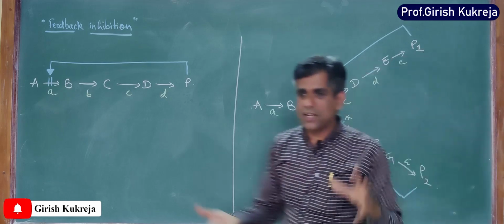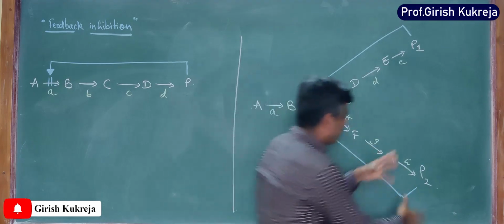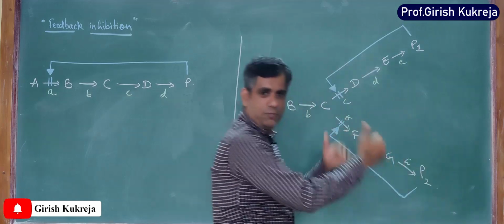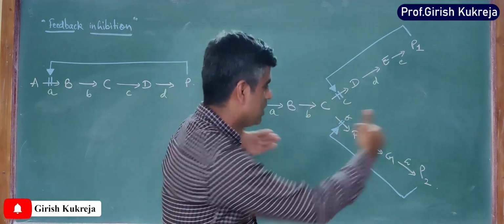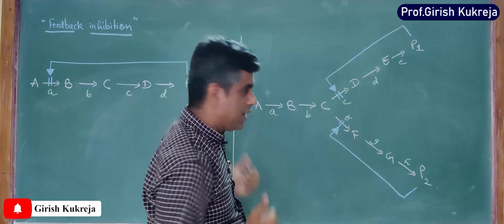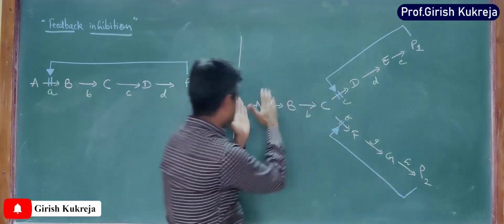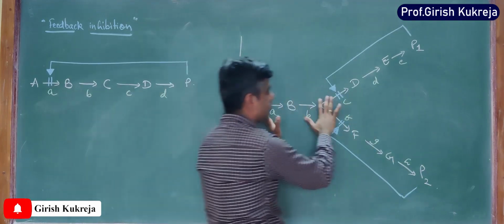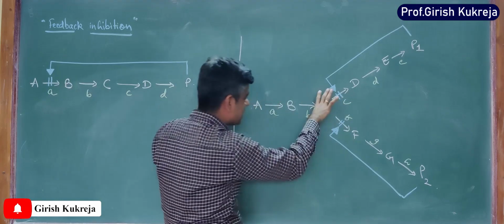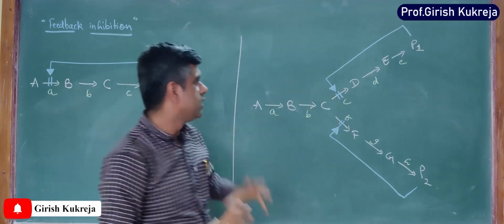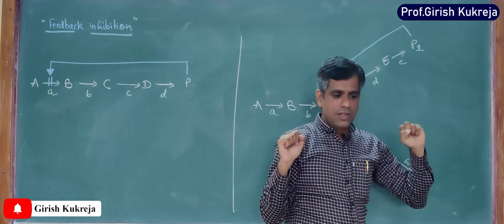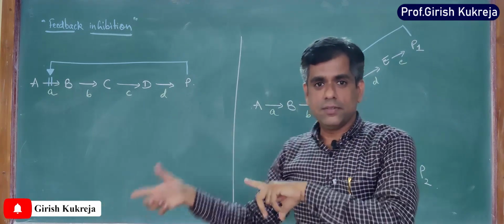Similar thing can happen in the reverse way. If you have enough amount of P2, if the threshold of P2 is somewhat less, you reach the peak of P2 very early. This P2, if it goes and inhibits the first enzyme, this entire sequence will be halted, and once this entire sequence is halted, you will not synthesize P1. Synthesis of one is affecting the other.